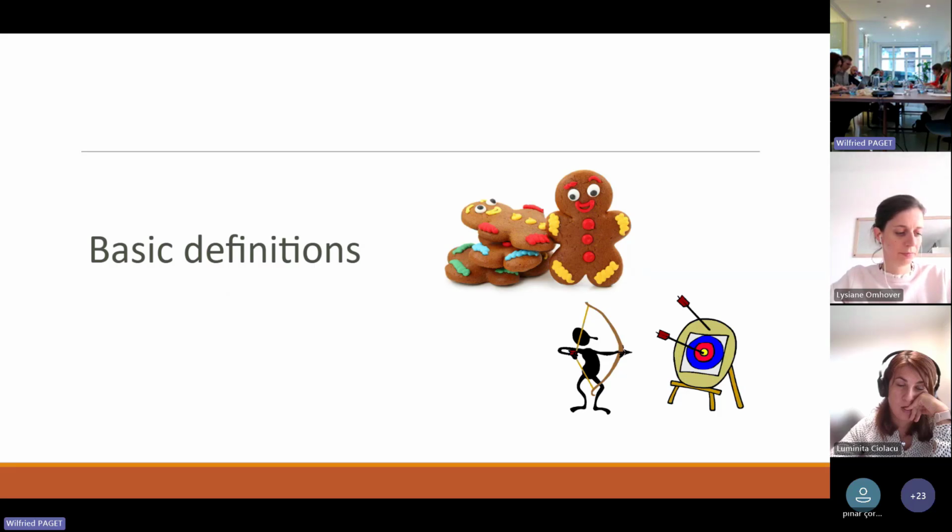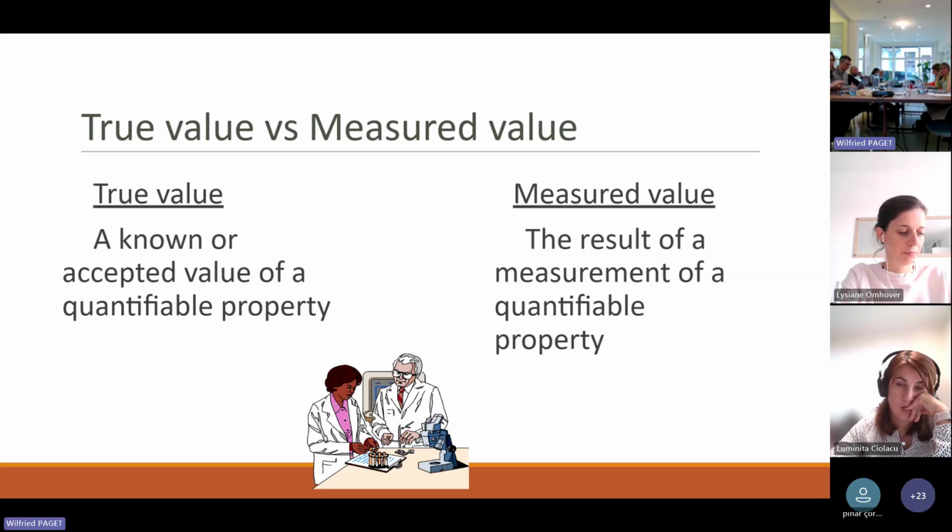So for definitions, I'll start by making the difference between a true value and a measured value. This is very, very important in statistics. The true value is a known or accepted value for quantifiable properties. In many cases, we do not know the true value of something. Imagine, for example, the growth rate of certain microorganisms in food.